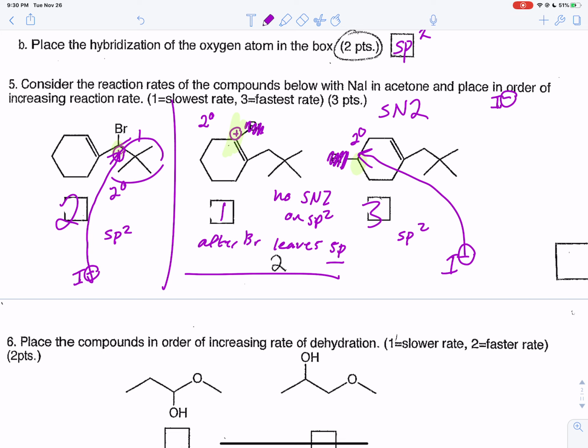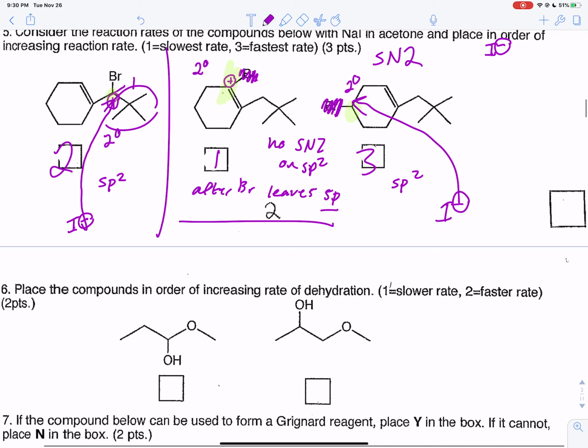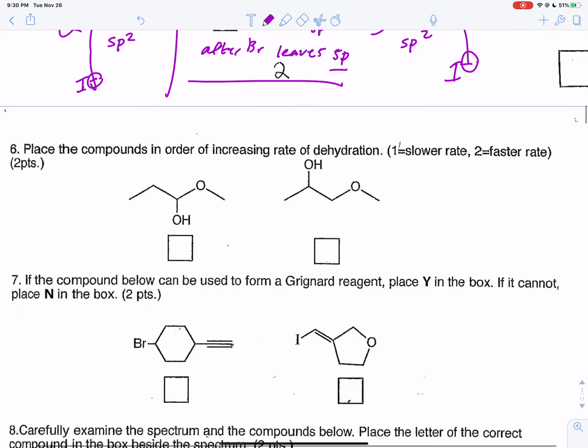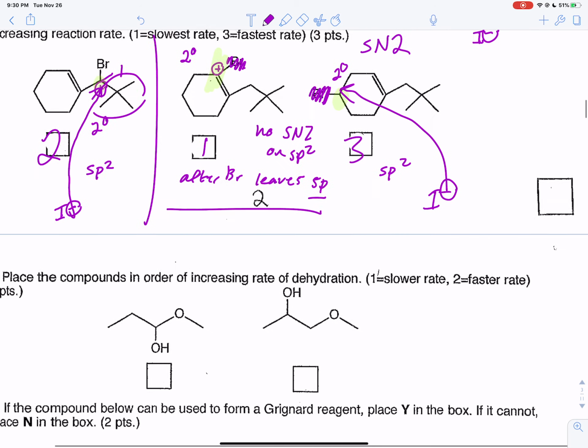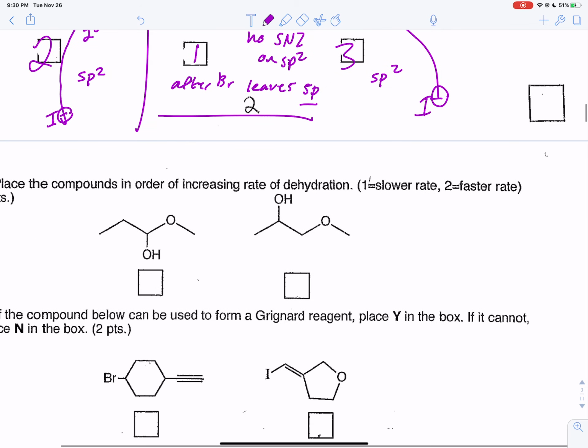I show the carbocation, and Dr. Bean will do that as well, just as a way to explain in a sense, but there's no carbocation at all. It's really a partial positive of the transition state. That's a really good distinction. Okay, good question. But no SN2 on sp2, so that right away has to be your number one.